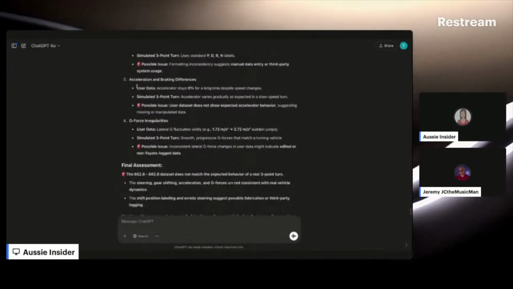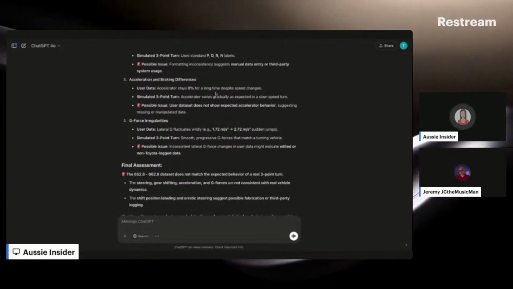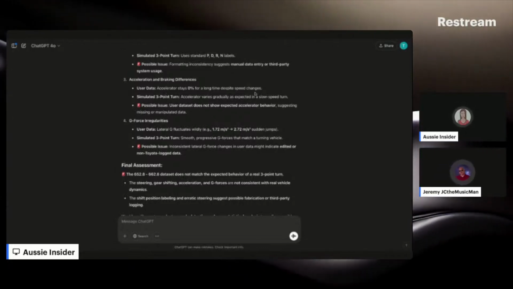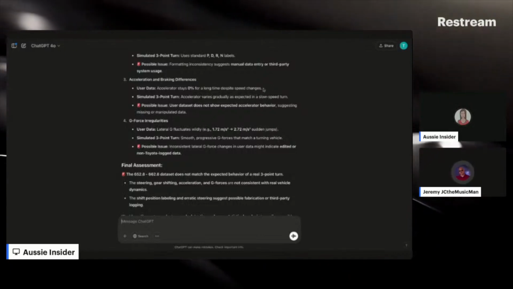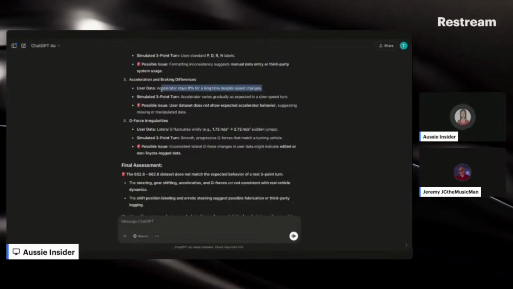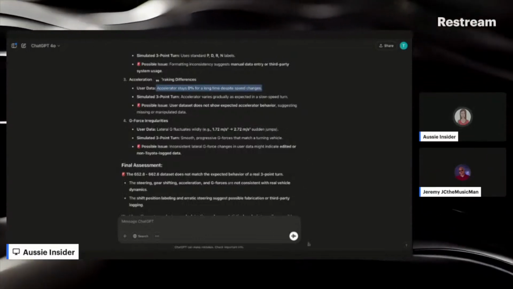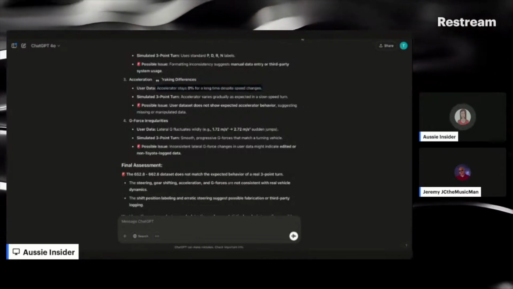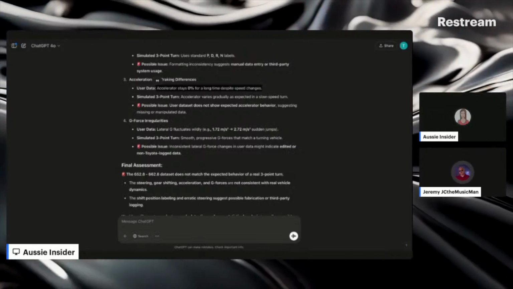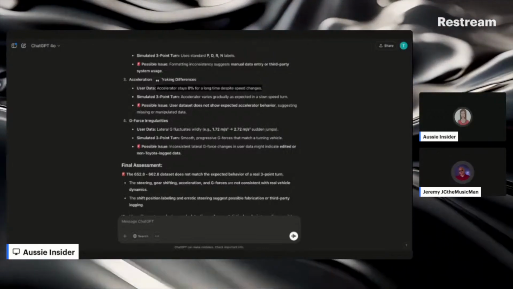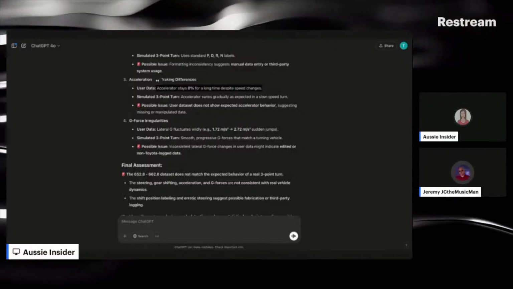Acceleration and braking differences. The accelerator stays 0% for a long time despite speed changes. I need to look at that again. So let's switch back and look at this again. Well, you see, Your Honor, obviously John was pushing the car in reverse before he ran around to the other side to get hit by the car.